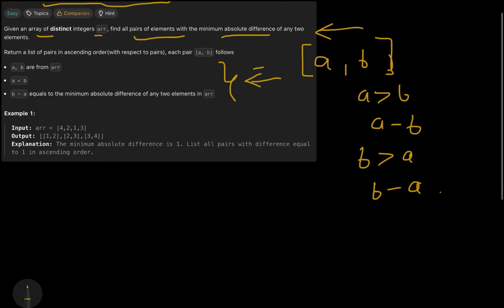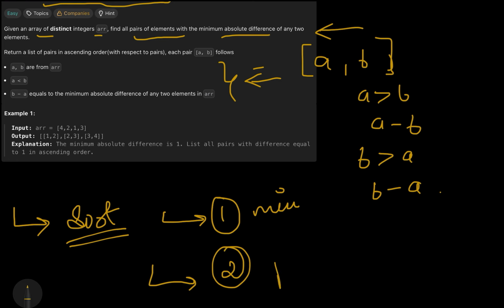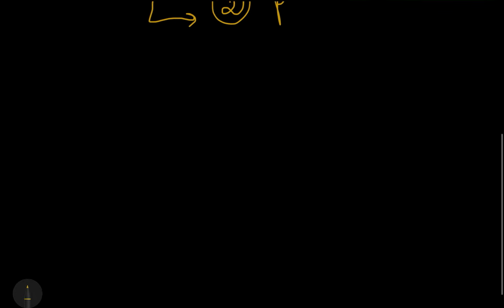Okay, so this can be done if we sort the array in the beginning only, and then we do two iterations. In the first iteration we'll find the minimum absolute difference, and in the second iteration we'll find all the pairs which are equal to this difference, and we'll put them in an array which we have to return. Now let's see how we'll code it.